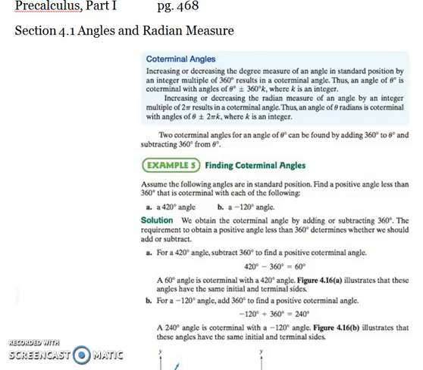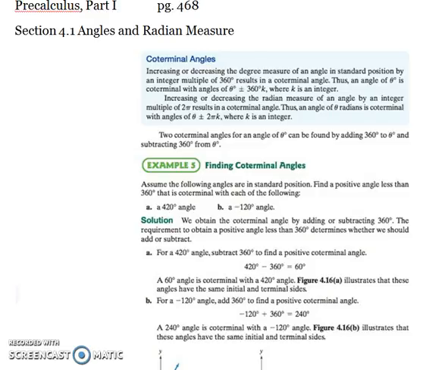Typically, coterminal angles are somewhere between 360 and negative 360. So if the angle's already outside of that, you have to subtract 360 to do what I call getting back in the circle. It has to be less than 360 to be in the first circle.